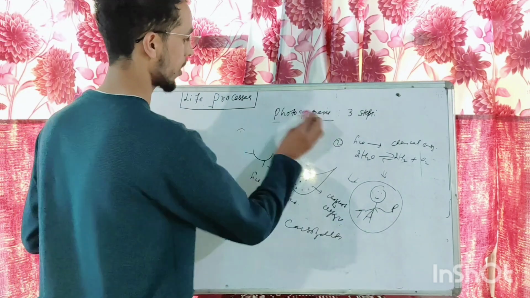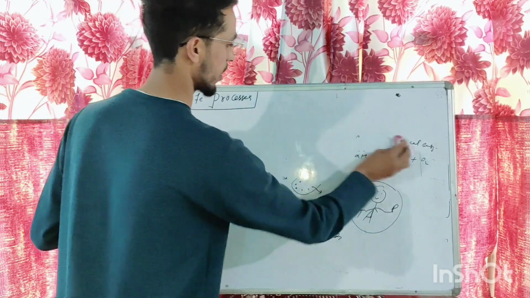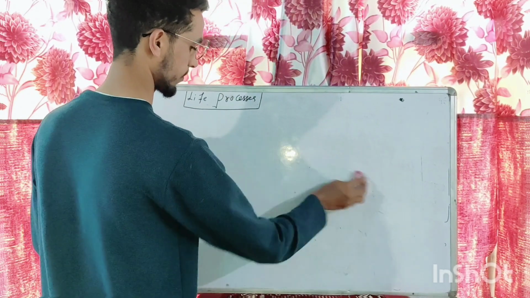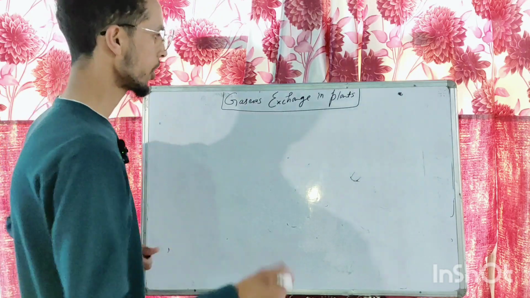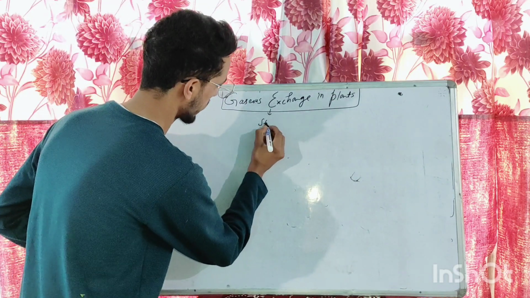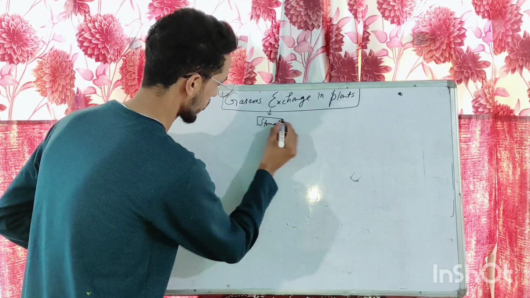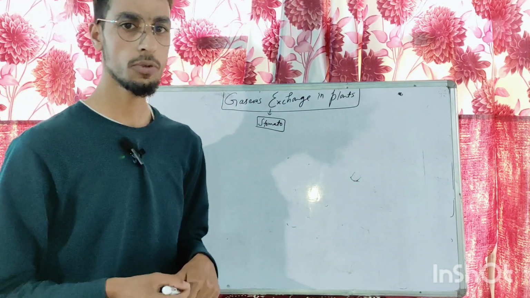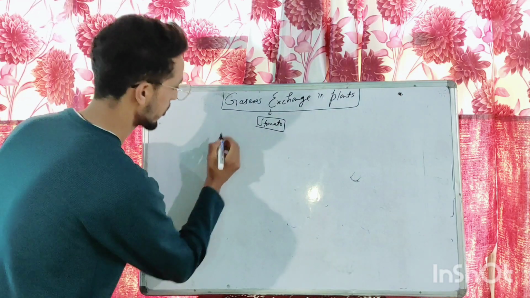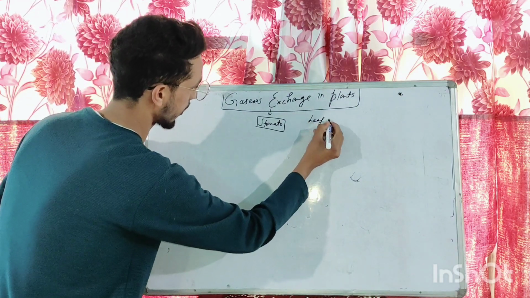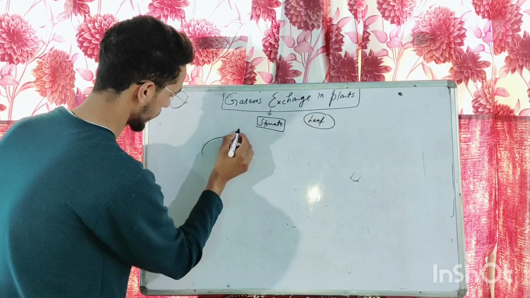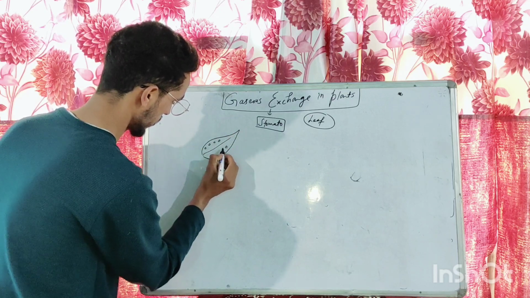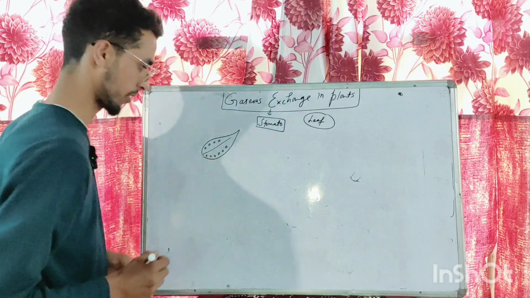Now I will start the main topic, that is the site of photosynthesis, or we can say gaseous exchange in plants. Gaseous exchange in plants occurs via stomata. For understanding this gaseous exchange, we need to make a cross section of a leaf. This is a leaf, and these are green dots, chloroplasts.